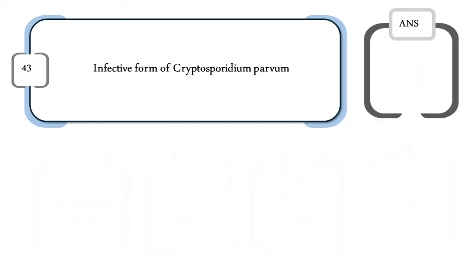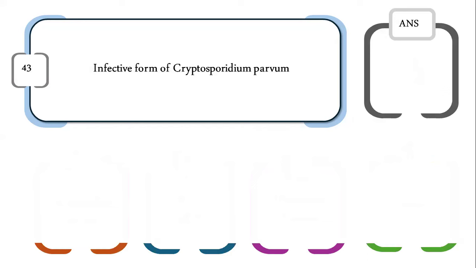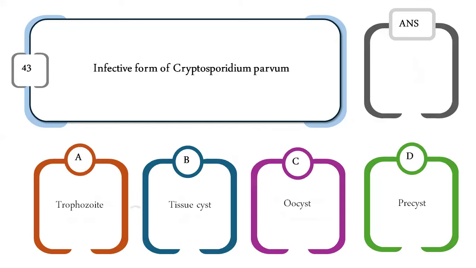Next question, infective form of Cryptosporidium parvum. Option A, trophozoite. Option B, tissue cyst. Option C, oocyst. Option D, precyst. Here the right answer is option C, oocyst.